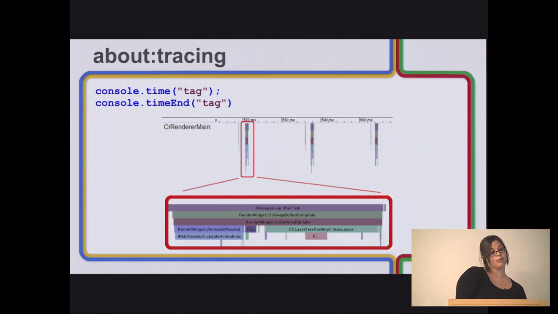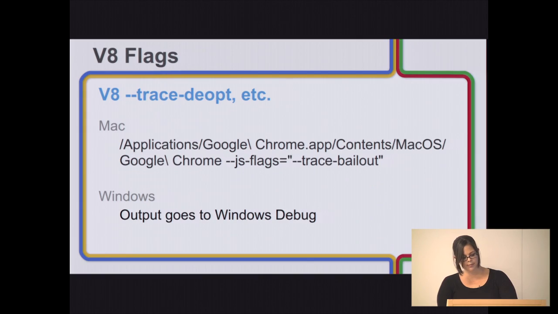And then the really useful thing you can do with this is that from JavaScript, you can add console.time and console.timeEnd tags with your own string tag. And that will create a colored box in this view, just like all the other function calls, that will manually instrument a function call for you. And you can see exactly where your function call happened within your frame. So this is a tool you definitely want to be aware of.